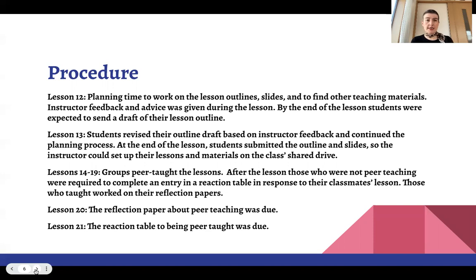Lesson 14 to 19, groups peer taught the lessons. And after the lessons, those who were not teaching were required to complete an entry in a reaction table in response to their classmates' lessons. And those who taught worked on their reflection papers. Lesson 20, the reflection paper about peer teaching was due. And in lesson 21, the reaction table to being peer taught was due.